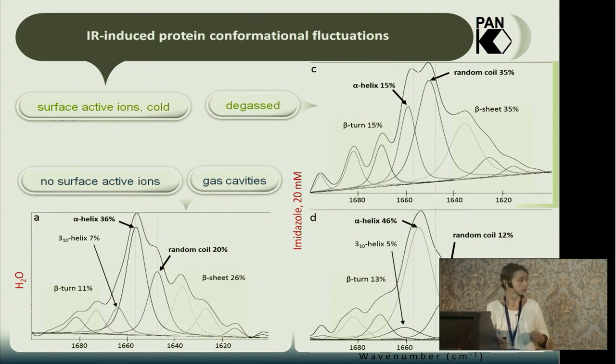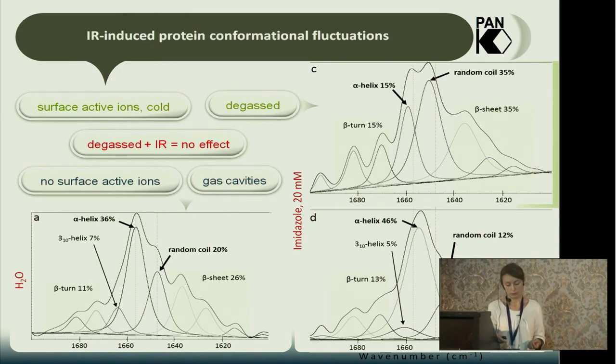And then we try also to go the other way around. So we take our protein, which is folded in solution, and then we degas it by vacuum pumping. And by doing so, we induce transformation from ordered to disordered conformation. So it implies that, in fact, the nanobubbles are involved in the protein folding. And now, if we apply the infrared to the degassed solutions, we observe no effect of infrared. So it suggests that nanobubbles mediate the effect of infrared on our proteins that we observed.